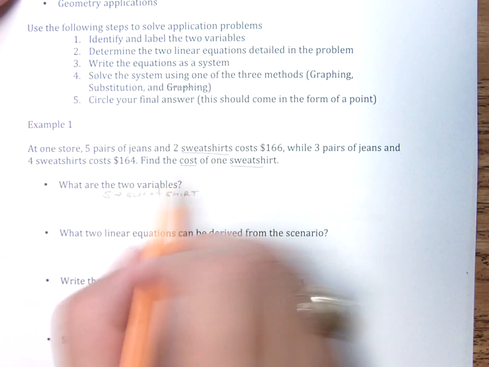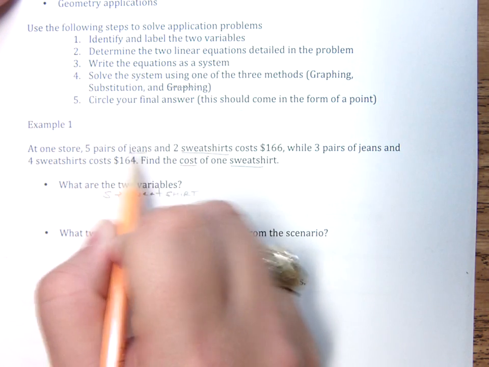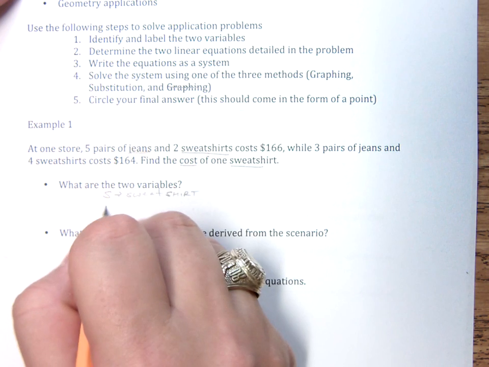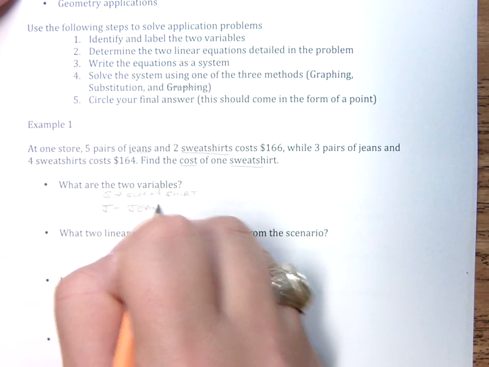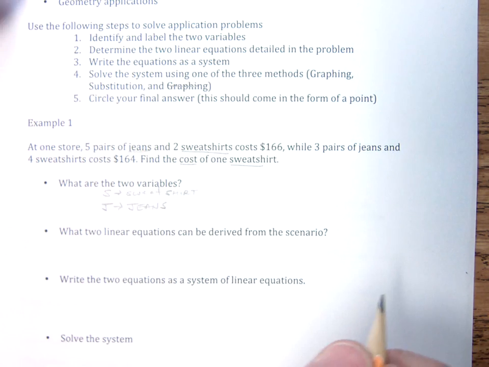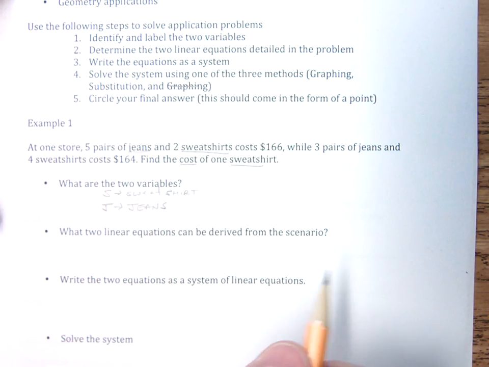Okay, the other thing that goes hand in hand with the sweatshirt, because usually the two items are similar, is jeans, another piece of clothing. We don't know what jeans cost, so we're going to use the variable J for jeans. And again, identifying them is writing out what they are.